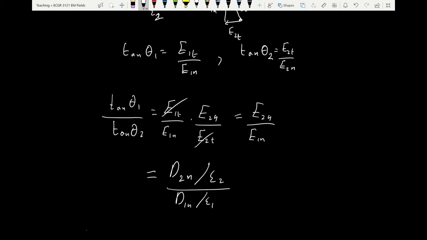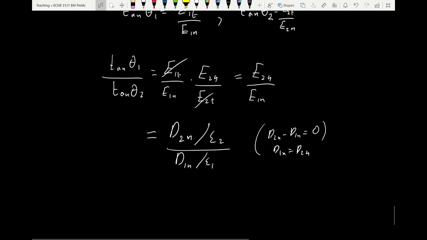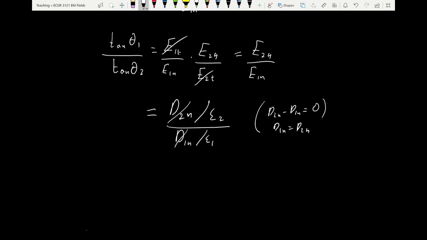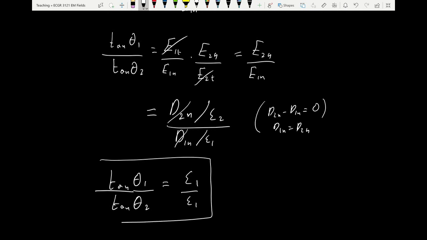But we said because rho s is 0, that means D2n minus D1n equals rho s, which is 0. That means D1n equals D2n. So this cancels with this, and I end up with this result. Tan theta 1 over tan theta 2 equals epsilon 1 over epsilon 2. So this is the main result for refraction. I think it's called Snell's law or something, right? Sorry, epsilon 2.